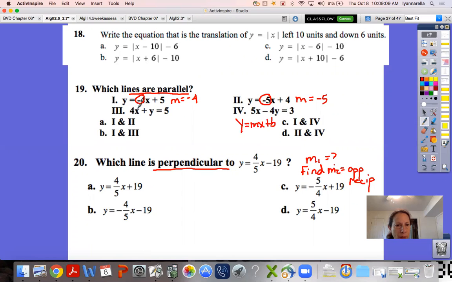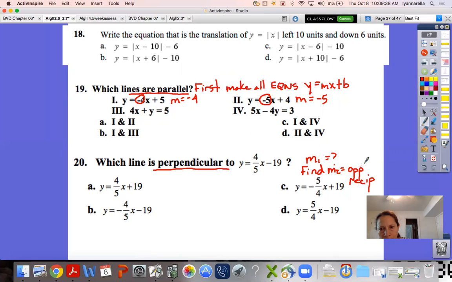Please don't say, well, whatever number's in front of x is the slope, because it has to be in y equals mx plus b form. First, get all graphs to y equals mx plus b before you compare slopes. First, make all equations y equals mx plus b. Because if you don't take the time to do that, you're not going to get the right slopes. So parallel lines have the same slope. Perpendicular lines have opposite reciprocals. So that says opposite reciprocal. Parallels have same slope.